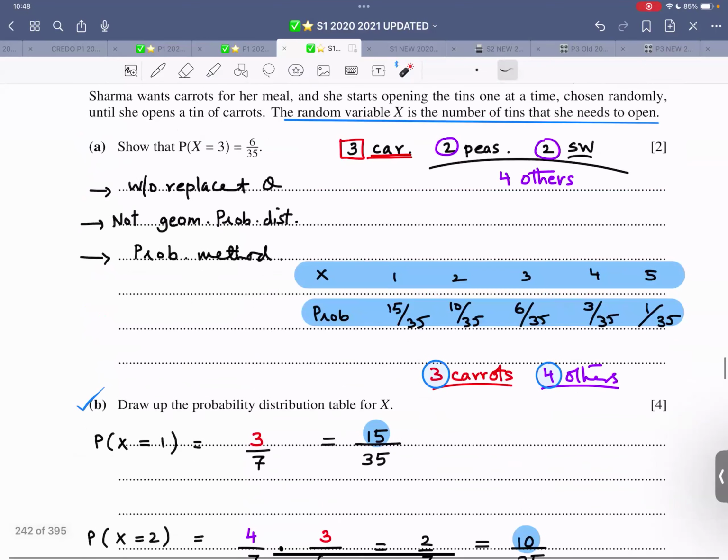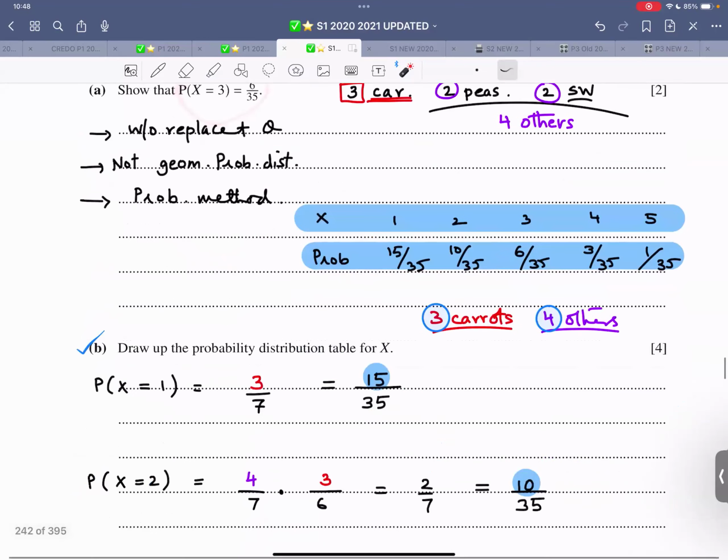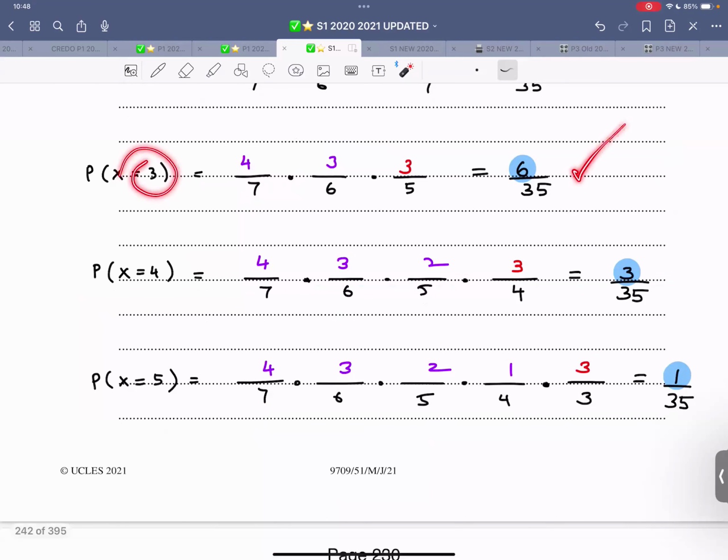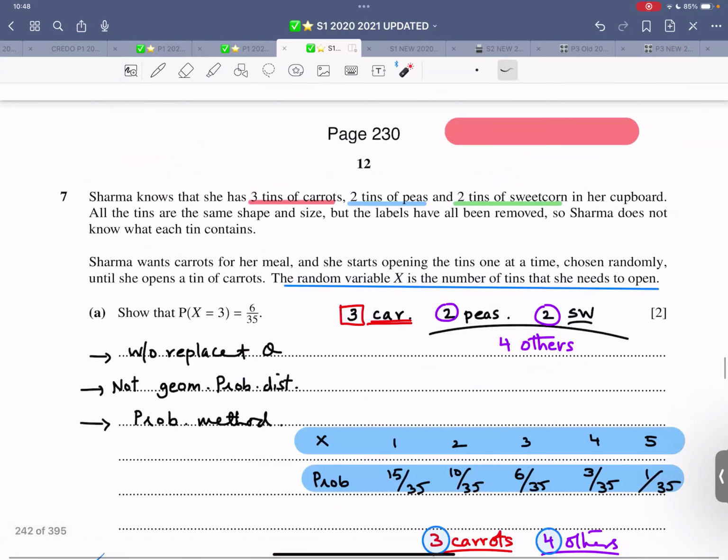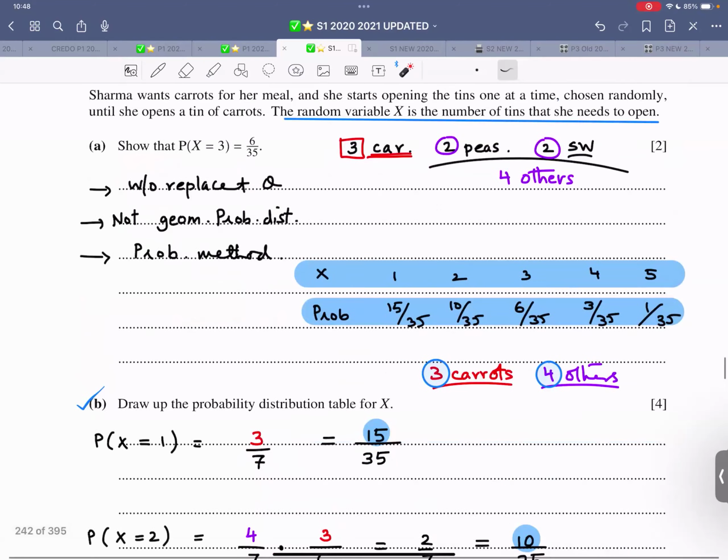And out of this, I get this answer. Probability X equals 3 is 6 over 35. So you automatically get the answer for the first part. You can rewrite it over here in the space. So all good, all clear?